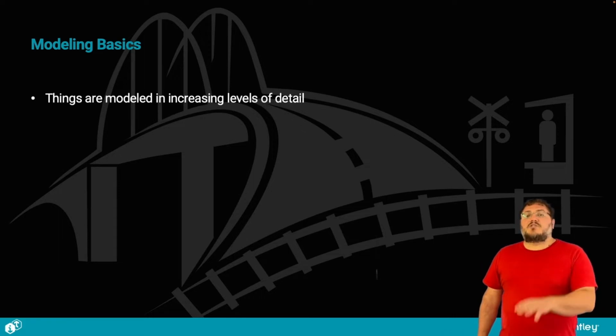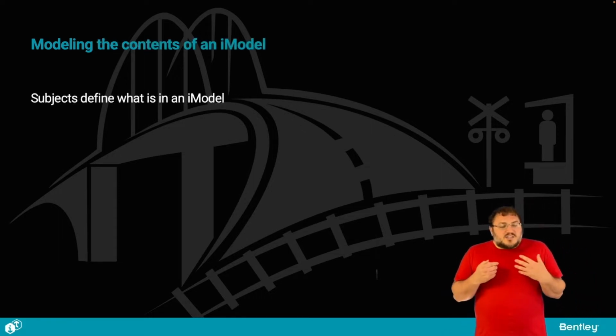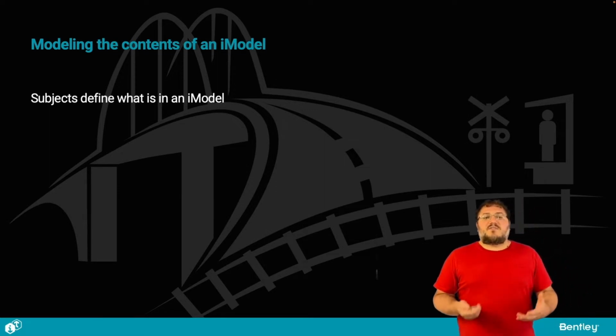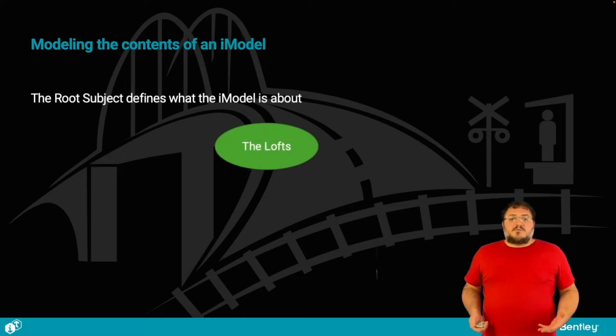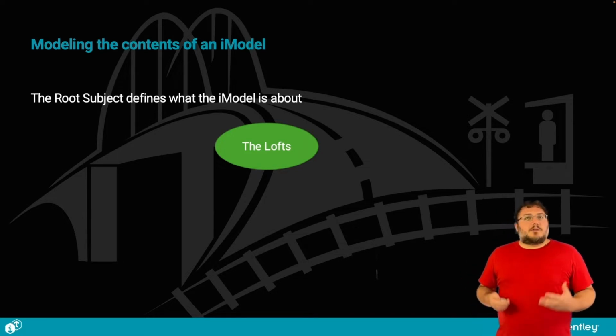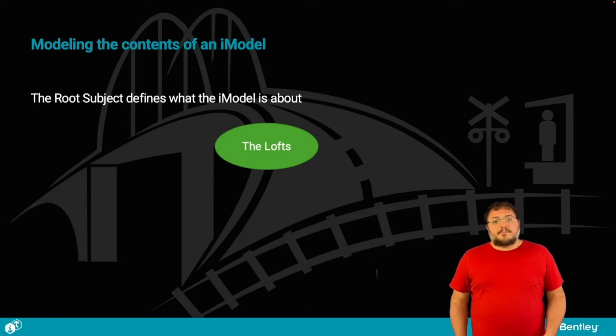Now, I want to talk about one other important way that we do modeling inside of BIS, and that's modeling in increased levels of detail. So the top level, at the very top of an iModel, we have a subject that defines what's going to be in the iModel. That's called the root subject. This tells you what the iModel is about. And think of it as a plain text description, one sentence description of what this iModel is about.